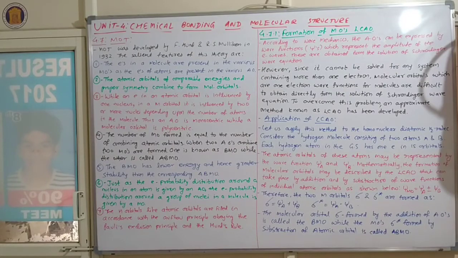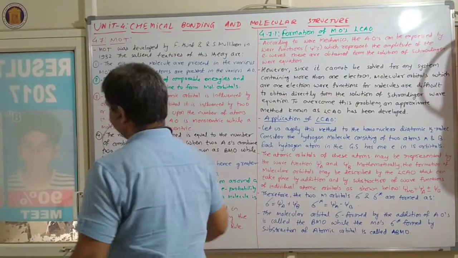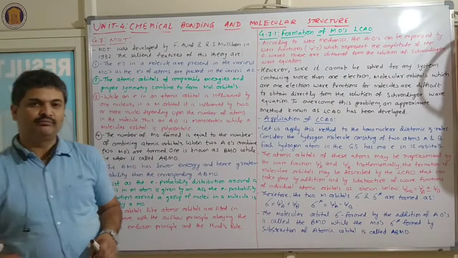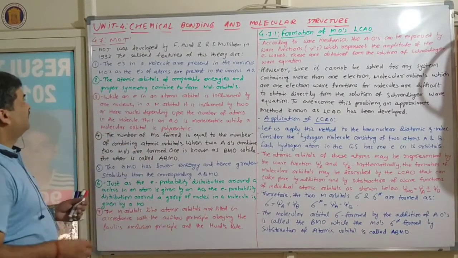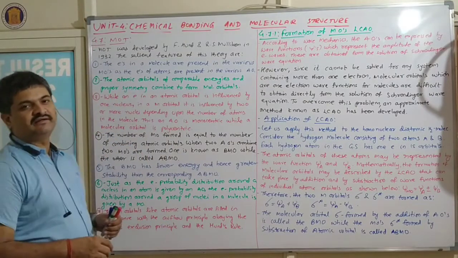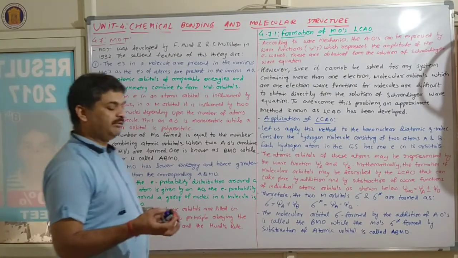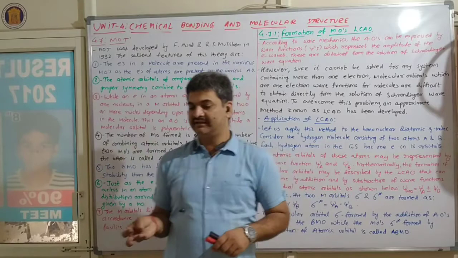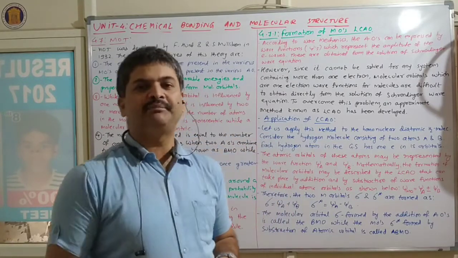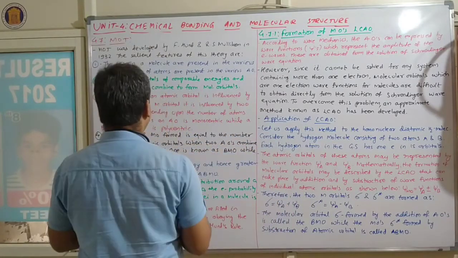Chapter number 4, now topic number 4.7. So now we will discuss molecular orbital theory. In our chapter, VBT and VSEPR have already been discussed. Now we will discuss MOT.